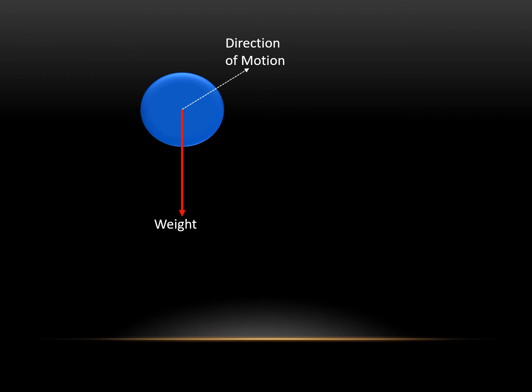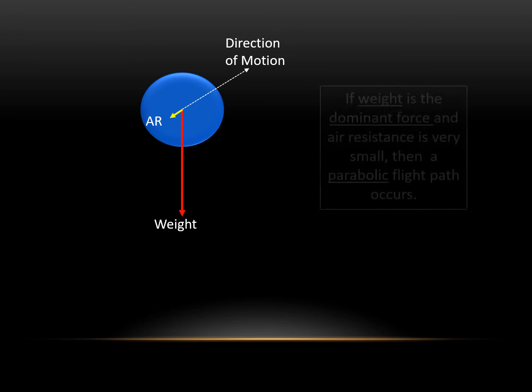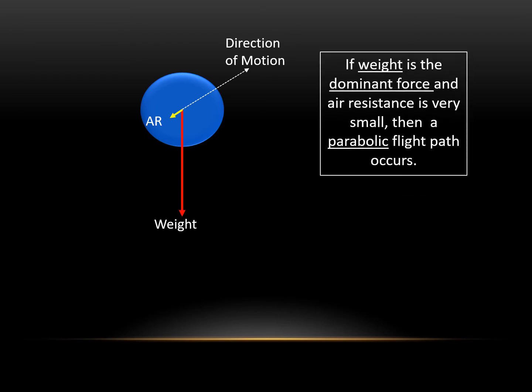So we've got weight coming down, we've got direction of motion, so the ball is going up and to the right, and there's a small air resistance. If the weight is the dominant force, which it is here, and the air resistance is small, then a parabolic flight path occurs. So in your box it says explain when a parabolic flight path will occur, including a diagram.